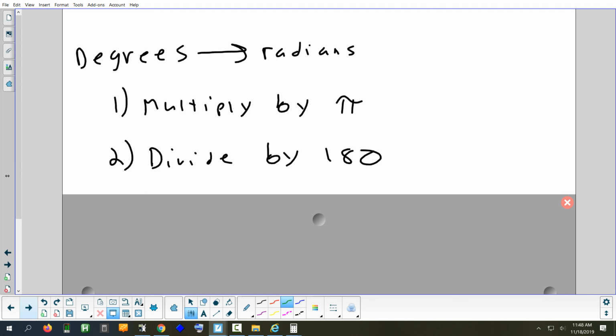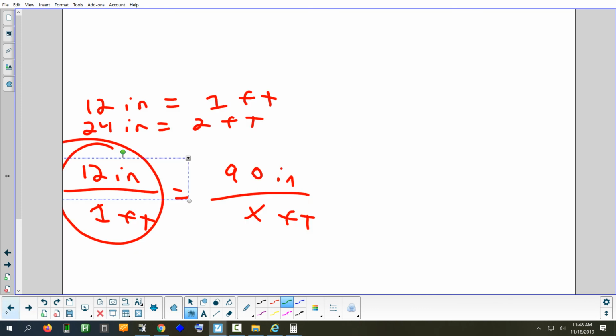It has to do with the conversion between degrees and radians, which has to do with the formula for the circumference of a circle, which has pi in it. So that's degrees to radians: multiply by pi, divide by 180.